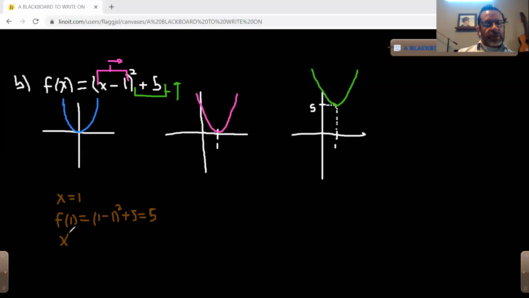And if I substitute x equals -1, then f of -1 would be -1 minus 1 to the square plus 5. -1 minus 1 is -2, squared is 4, plus 5 is 9. So we could clearly see it in the graph that these are different, and so it's neither. Okay.